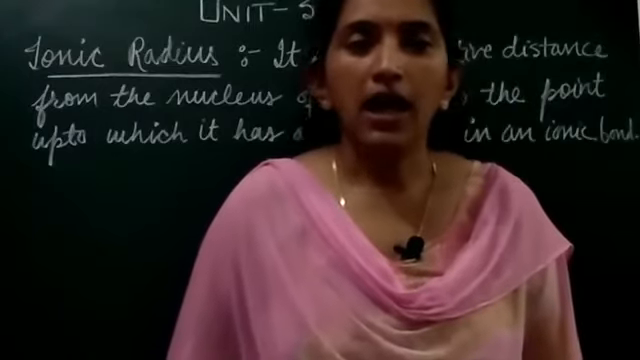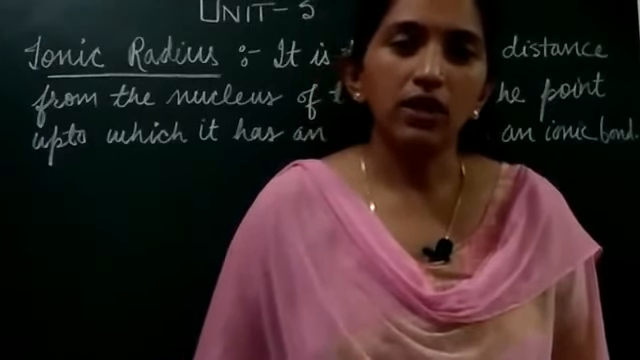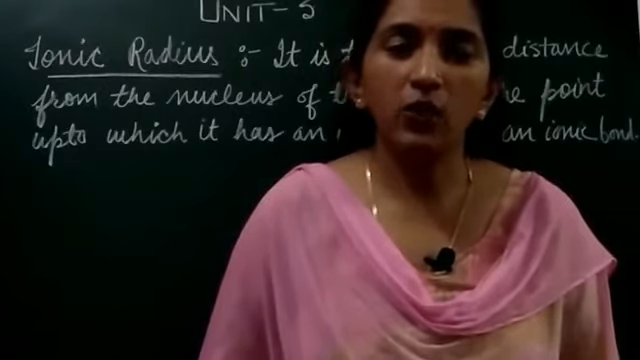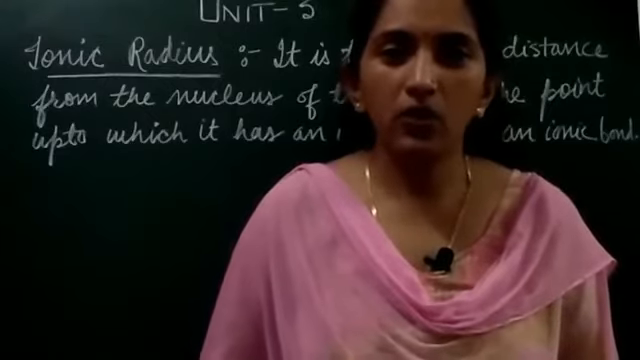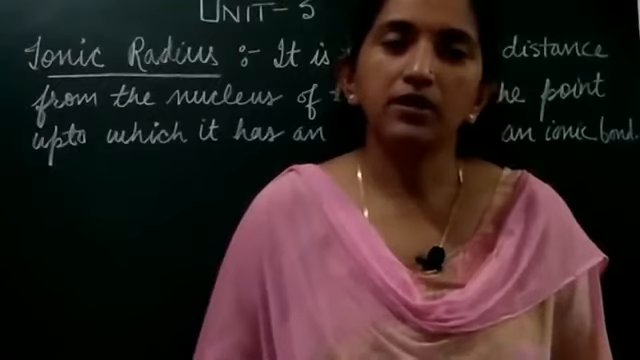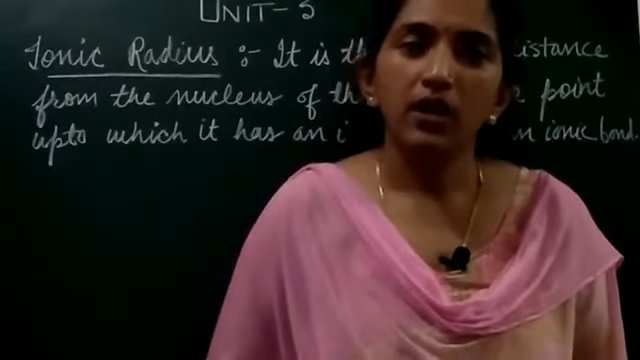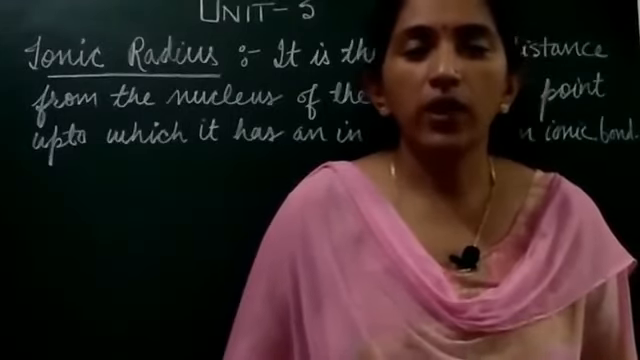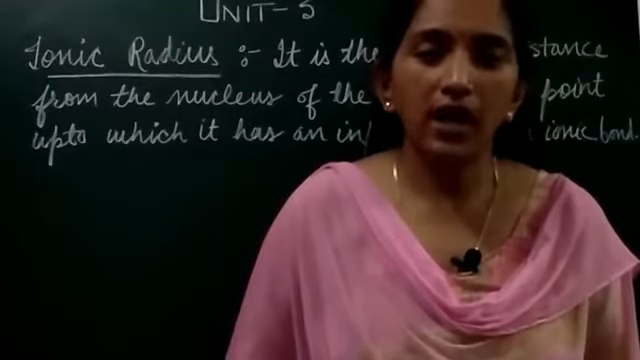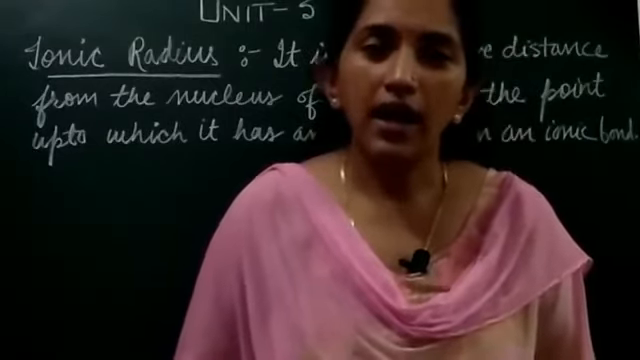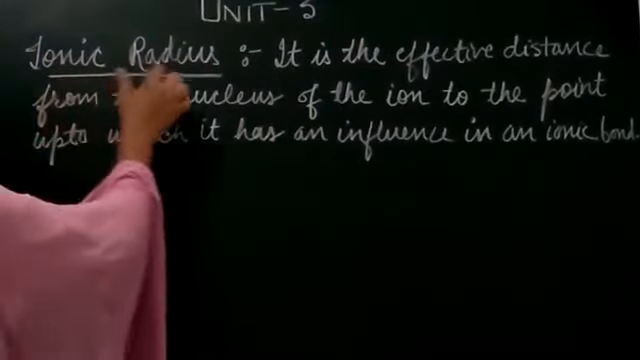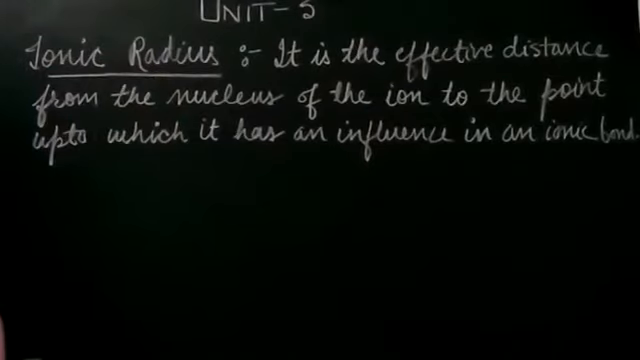Now students, the ionic radius is actually the internuclear distance between the two ions, right? We first find the internuclear distance between the two ions, and then we sum it up as the radius of the cation plus the radius of the anion. When we define it, we define it as the effective distance up to which the nuclear charge influence of an ion executes in an ionic bond. Students, I have written a definition on the board. You can have a look at it. So the ionic radius is the effective distance from the nucleus of the ion to the point up to which it has an influence in an ionic bond.